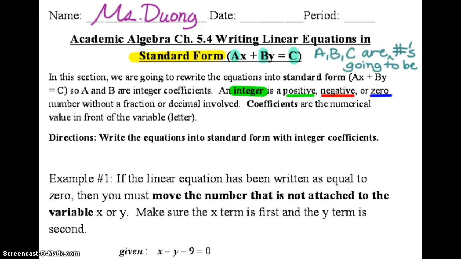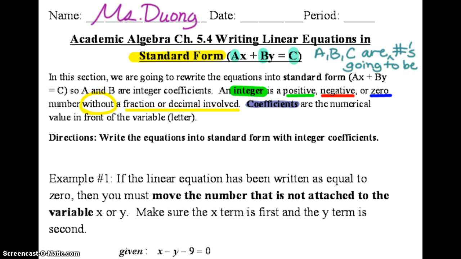Without, that means absolutely none, without a fraction or decimal involved. So no fractional pieces, no mixed numbers, no decimals, no decimal points.